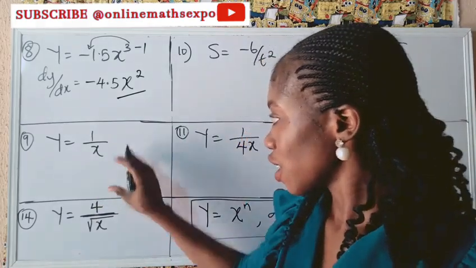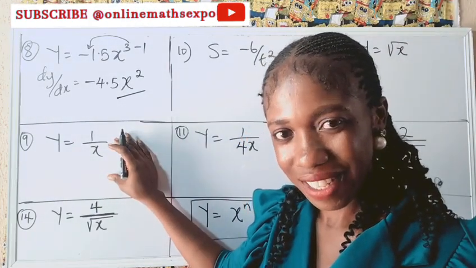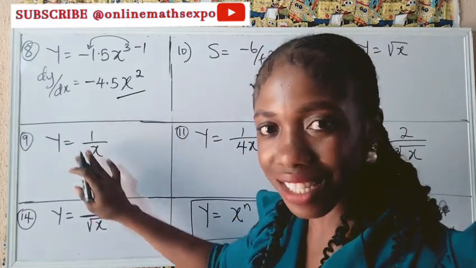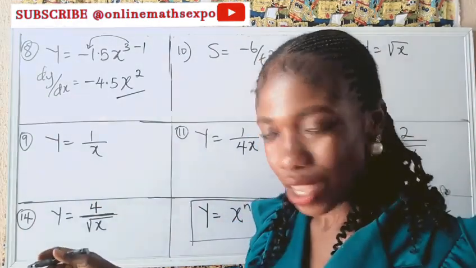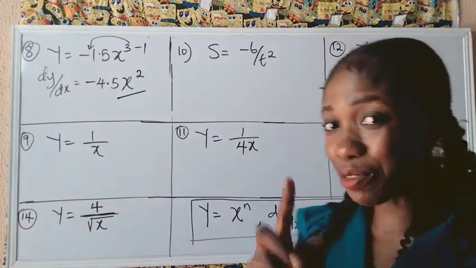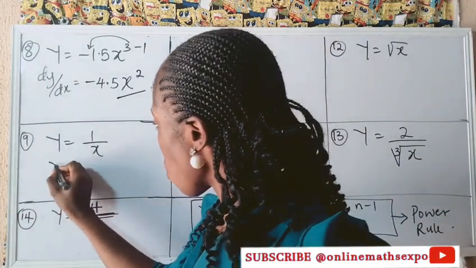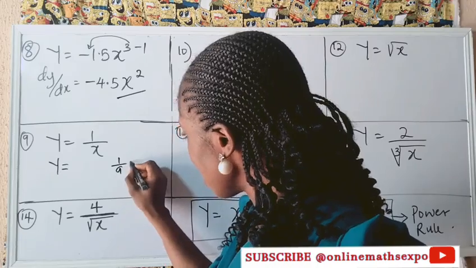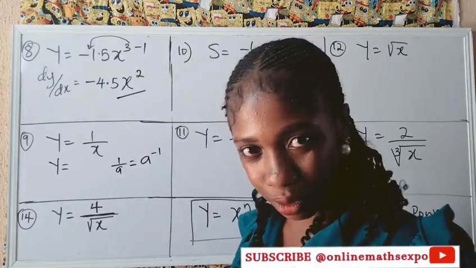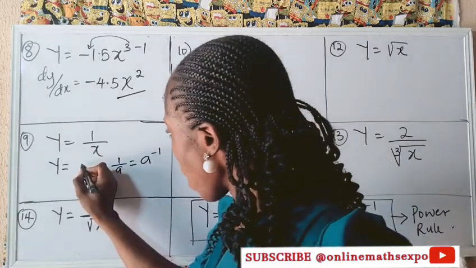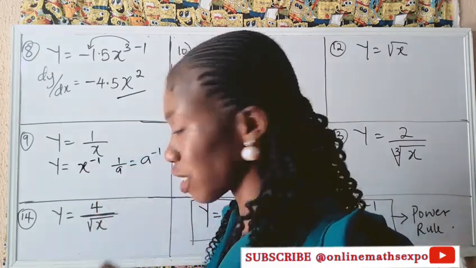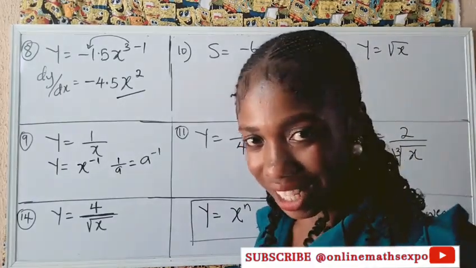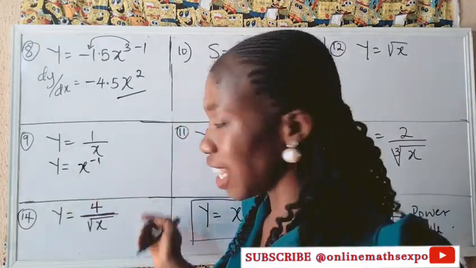Then for this, it is a rational term. Remember, we are using the power rule. So our duty is to change this ratio to an index for us to use this rule. If we do that, according to your indices, 1 over a is the same as a to the power of negative 1. So in this case, y is the same as x to the power of negative 1. So each time you have a ratio, change it to index or exponent. So we are going to have this, then let's differentiate.